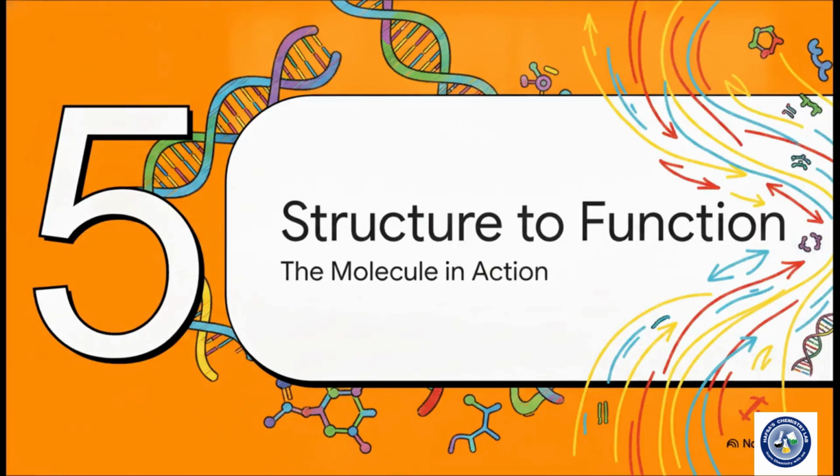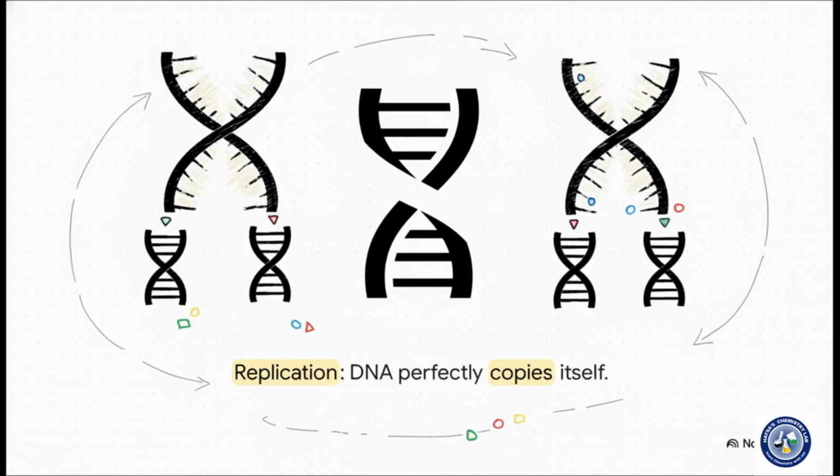So, we built it, but what does it actually do? Section 5, from structure to function, the molecule in action. Because of that perfectly geometric matching system we just talked about, DNA can seamlessly and rapidly copy itself in a process called replication. The two strands literally just unzip down the middle, and brand new complementary nucleotides float in and match up to each side. This guarantees that right before a cell divides, every new cell gets a flawless, complete copy of your entire genome.